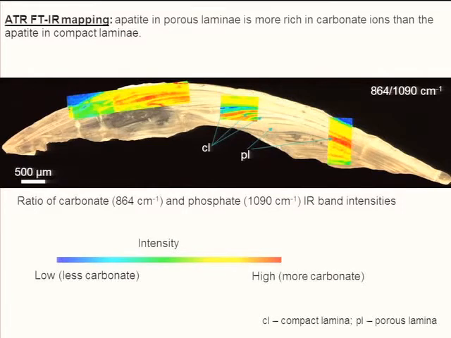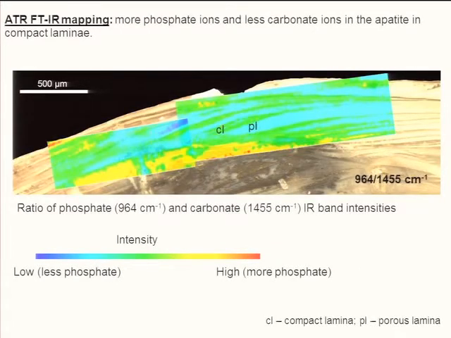Here we can see that the apatite chemistry is changing inside of fossil brachiopod shells, and in this case, these changes are following the brachiopod shell lamination. These infrared maps show that there are more carbonate anions in the apatite in porous lamina, and fewer carbonate anions in the apatite in compact lamina.